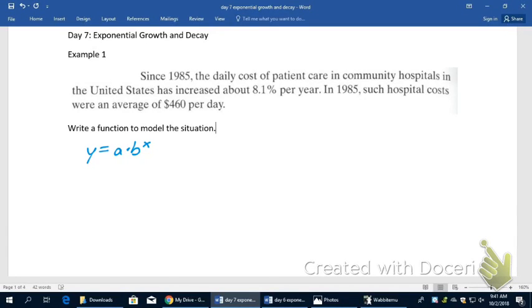Alright, this is day 7. We're going to be talking about exponential growth and decay on this lesson. These are all going to be word problems.